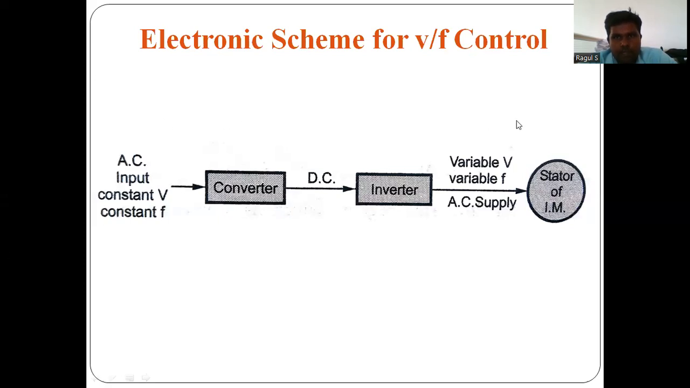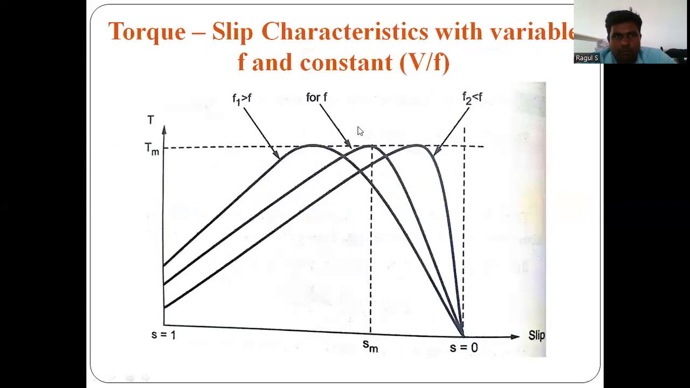This is the block diagram of V/F control. Here, in the input AC supply, the voltage and frequency are constant. First of all, we are using one converter, which acts as a rectifier. That rectifier converts AC to DC. That pure DC is fed to the inverter. The inverter produces AC with variable voltage and variable frequency. That variable voltage and variable frequency AC supply is fed to the induction motor.